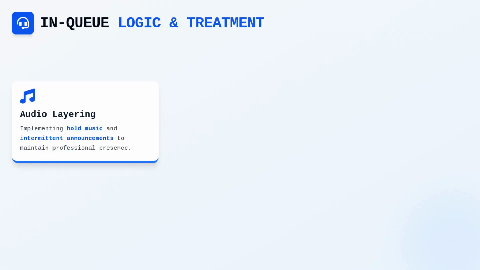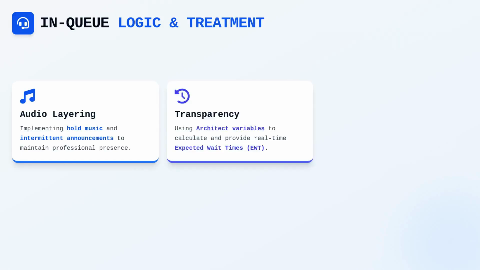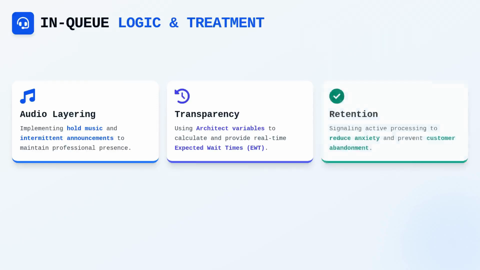Once a customer is directed to a queue, the focus shifts to in-queue logic, which represents a critical phase of the customer journey where silence could lead to abandonment. You will need to implement in-queue flows that manage call treatment effectively, starting with the configuration of hold music and intermittent announcements. These announcements serve two purposes: providing transparency regarding wait times and signaling that the system is still actively processing the request. In Architect, you can leverage built-in variables to calculate expected wait time and provide the caller with an estimate, which significantly reduces anxiety during periods of high traffic.